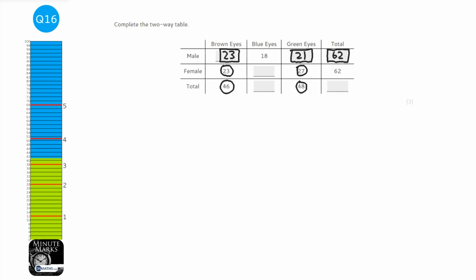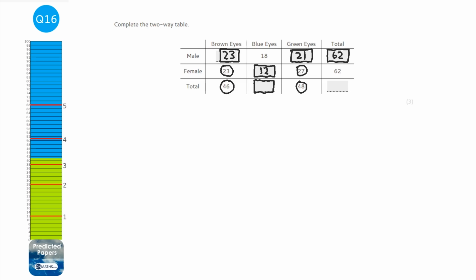And let's have a look at this one maybe. So we've got 62 females altogether, and 27 of them have green eyes and 23 of them have brown eyes. So we take the 23 and the 27 away from 62, and that leaves us with 12. And we can just check that. We can do 23 plus 12 plus 27, and it equals 62. So we know that's right. With that one sorted, we can get this one.